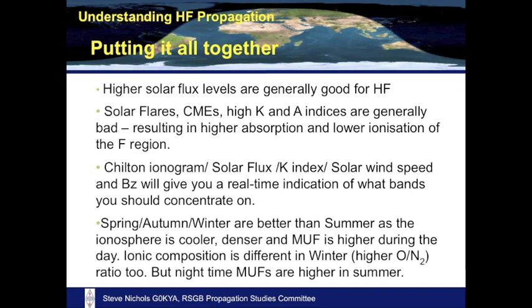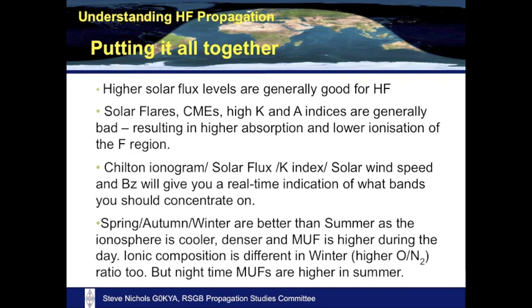So in conclusion then, let's put it all together and have a look at what we've discussed. Generally, high solar flux levels and more sunspots are good for HF conditions, whereas solar flares and coronal mass ejections that give us high K and A indices are generally bad. These result in high absorption and lower ionization of the F region, so are less likely to support long distance communication, especially over the polar regions.